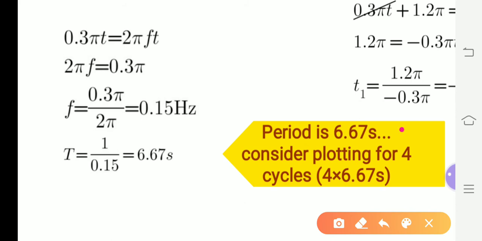If our period is 6.67 seconds, let's say we want to draw 4 cycles. So we use the time 4 times 6.67 seconds.